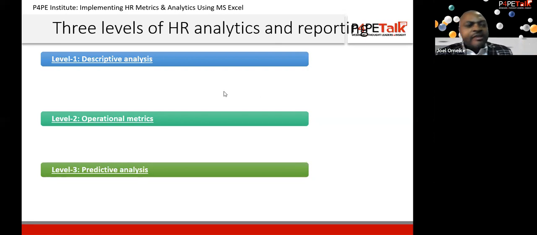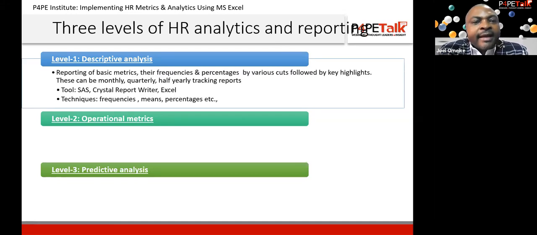Now let's look at the first one a little bit in more detail. In descriptive analytics, you're reporting basic metrics. You're reporting frequencies. You're reporting things like percentages, like percentage of absenteeism, attrition rates. And you can do this by various highlights on key areas within your organization. Descriptive analytics can be reported on a weekly basis, on a monthly basis, or quarterly, or even on an annual basis. And you can track them using reports. The tools that we generally use for descriptive analysis include a SAS platform, a Crystal report writer, or Excel. In most cases, it is Excel we use for reporting basic analytics like this. The techniques we use are frequency distribution, mean, median, mode, and then percentages. Those are the things that are peculiar to these particular ones.